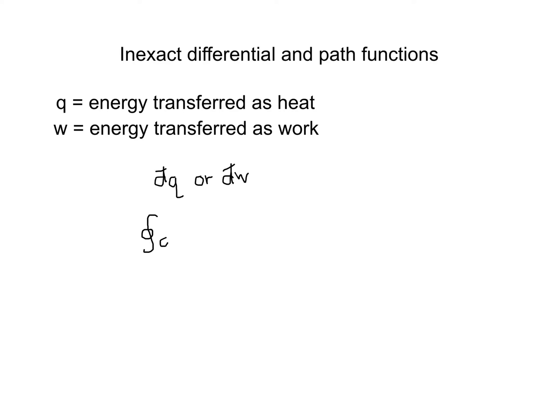So I cannot integrate dq or dw directly. I have to equate those to a state function and then integrate. In addition, the result of integrating a path function is simply the value of that function and not delta q, because I cannot equate a certain amount of heat to a state of the system. There is no such thing as an initial amount of heat or a final amount of heat.